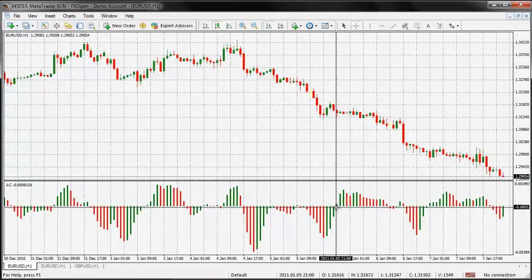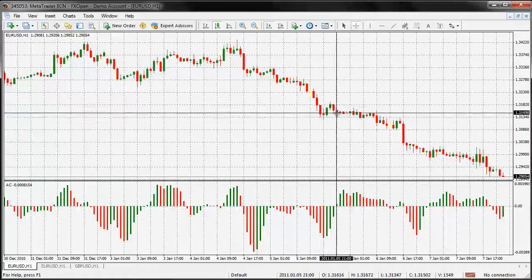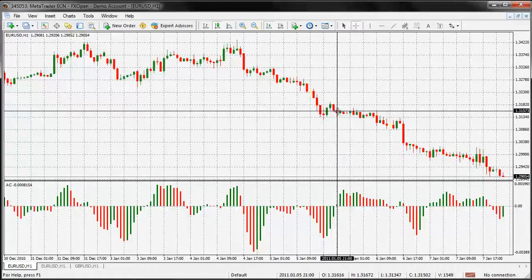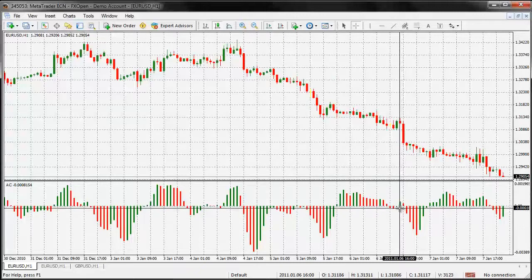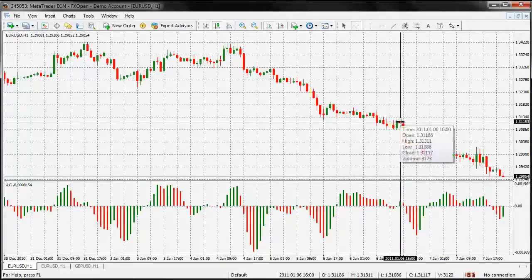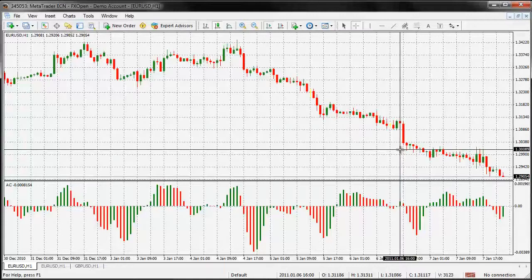Alright, let's take a look at this green bar, and this green bar actually hovers over a red candle, so that wouldn't be a trade. Let's take a look at this green bar. This green bar sits on a red bar, on a red candle, so that's going to be no good.